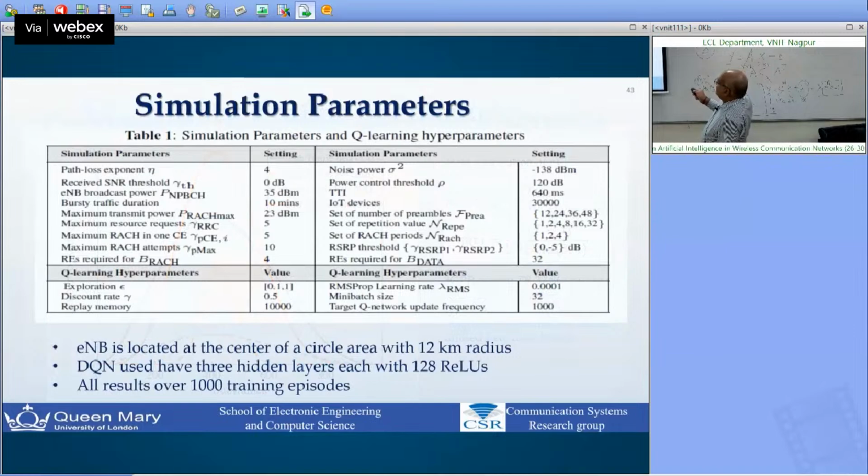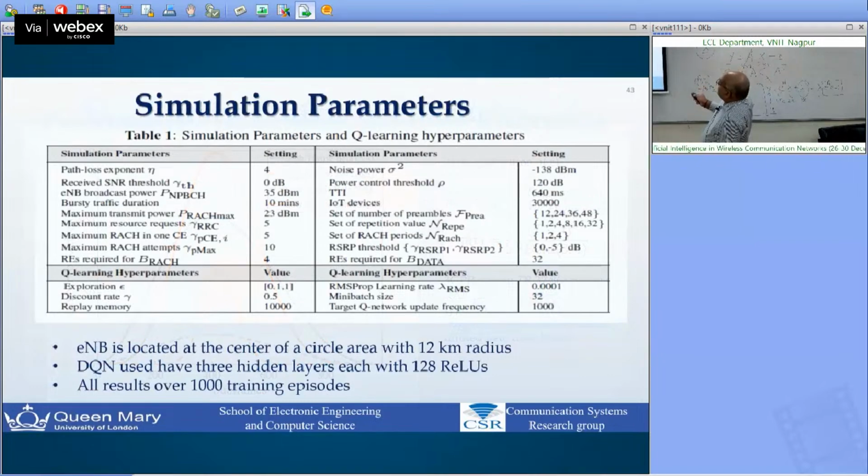So 12 preambles, 24, 38, 48 in a particular region. For the other agent, the repetition value is 1, 2, 4, 8, so it can take one of these 6 actions. Random access opportunity is 1, 2, 4, so one of these 3 actions. So the number of actions for those agents: here 3, here 4, here 6 actions it can take.